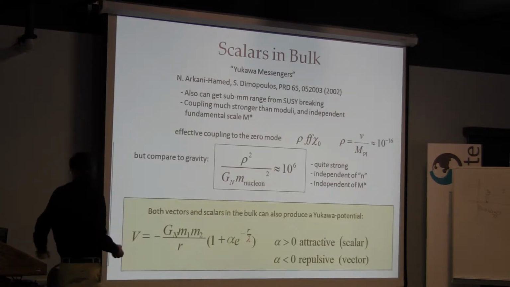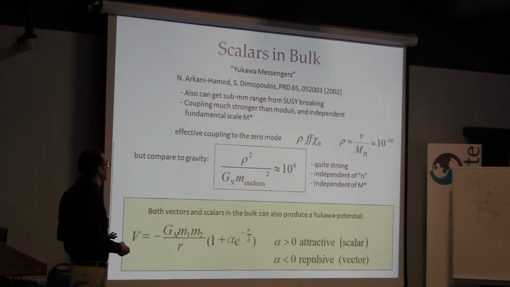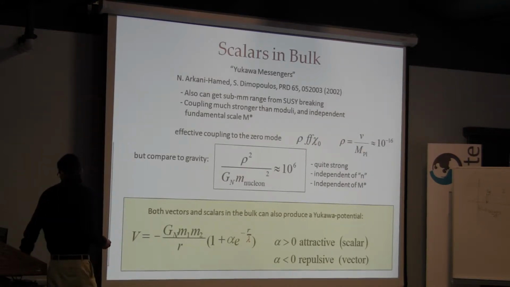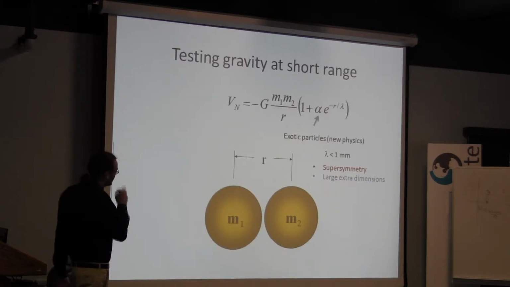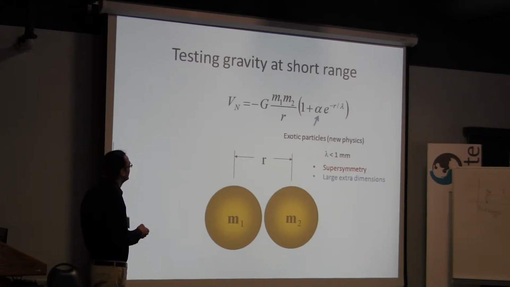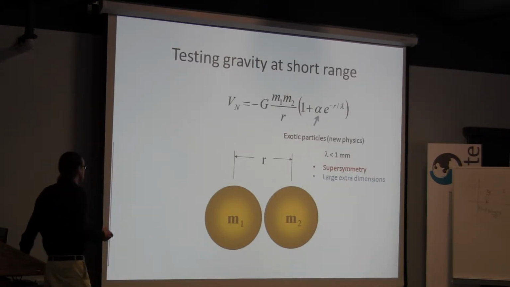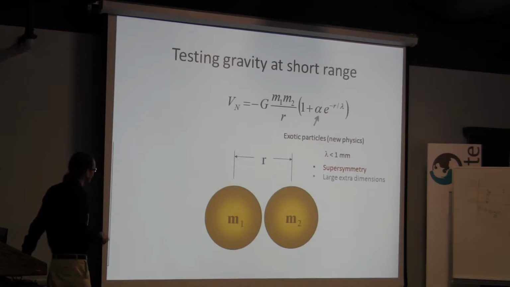Also, you can have scalar particles, and in this case, it would be attractive, or in the case of vector particles, you get repulsive kinds of interactions. But the point is that all of these things come together to give you this sort of Yukawa type. You can always use this Yukawa type parametrization to describe what's going on here at short distance, and we expect that this lambda here is going to be below the millimeter scale.